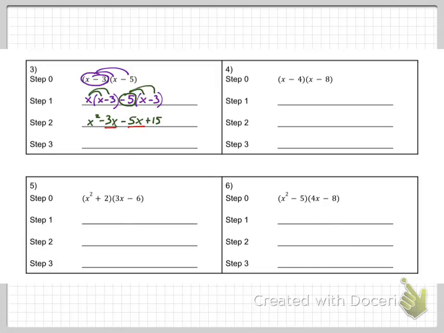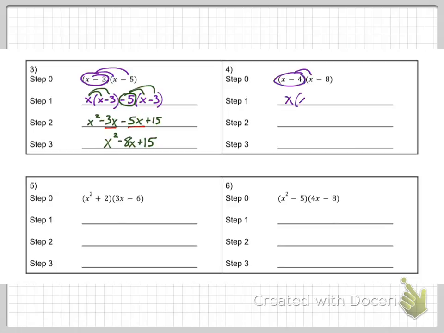And now just combine like terms. Negative 3 and negative 5 make negative 8, so we get negative 8x, and we get x squared minus 8x plus 15. Notice we ended up with plus 15 because we had negative 5 times negative 3. All right, try the next one on your own.